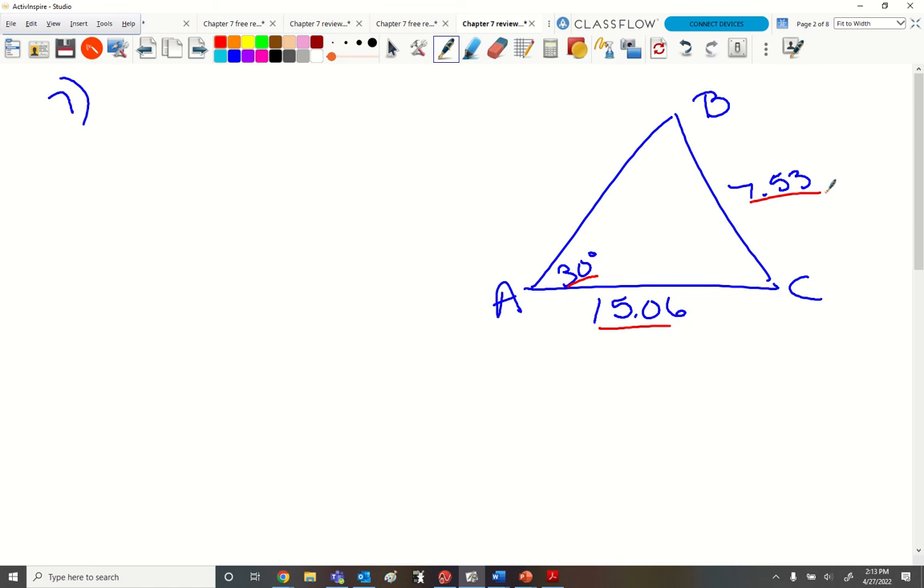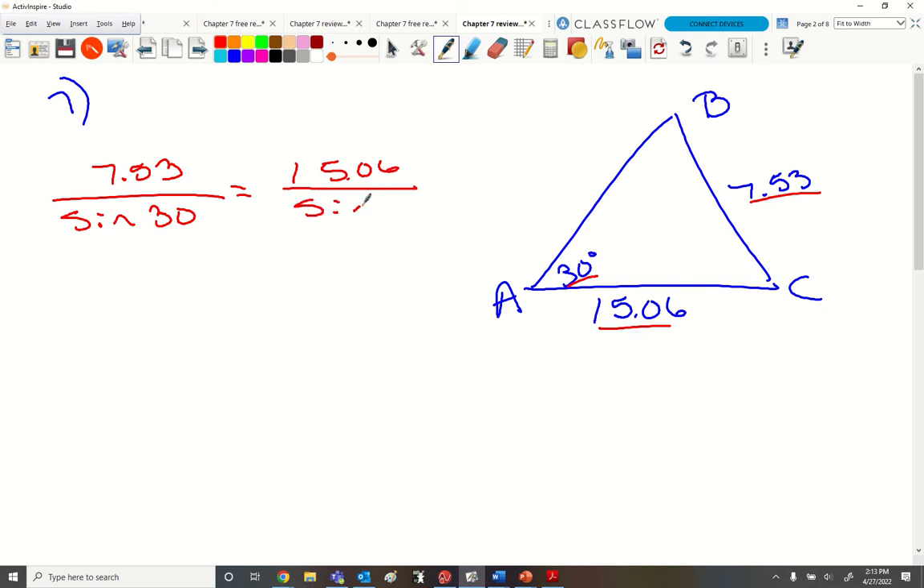All right, so I'm going to go ahead and do my law of sines. That's going to be 7.53 over sine of 30 is equal to 15.06 over sine of big B. So B is equal to... every time I'm looking for an angle, you have to do the inverse. Thank you. So let's do it.